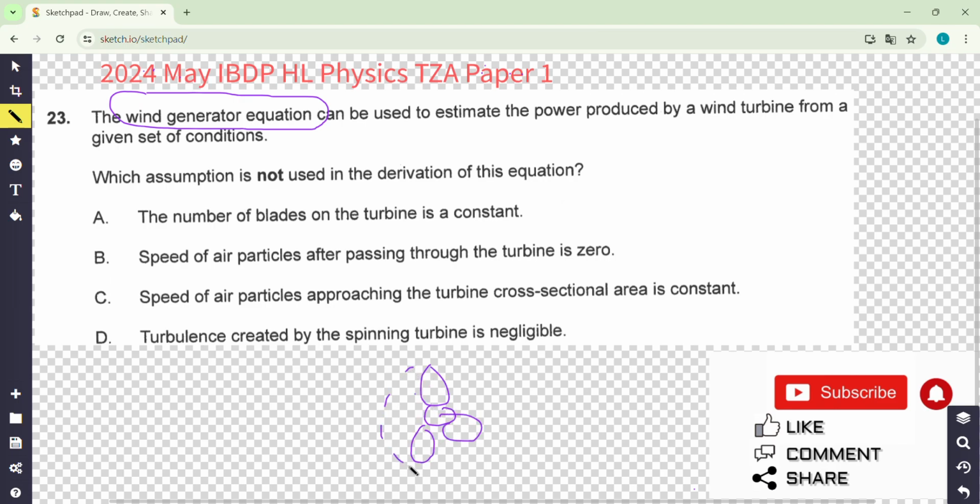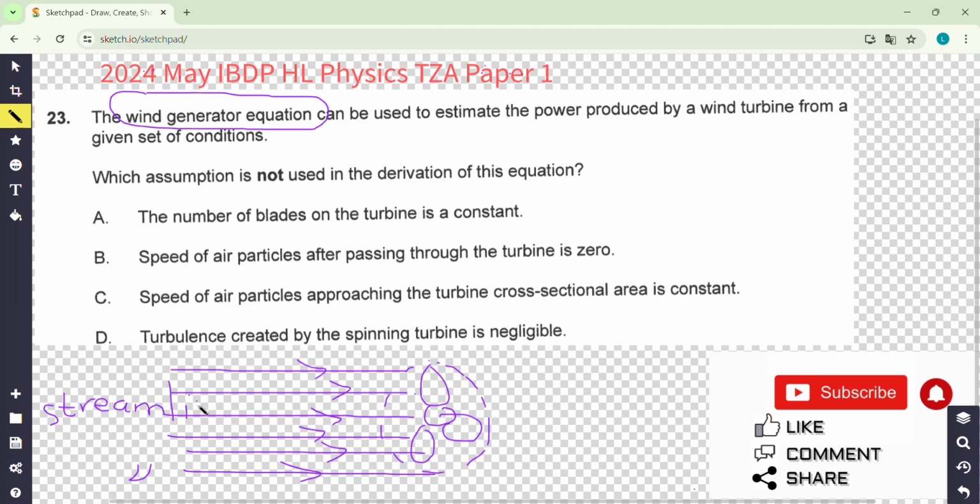It's an area pi r square. So we assume the wind flows to it with a constant speed in a uniform way. Constant speed, we call it a streamline flow. So we assume the speed is v, and this is a streamlined flow, uniform, and you know where it comes from.